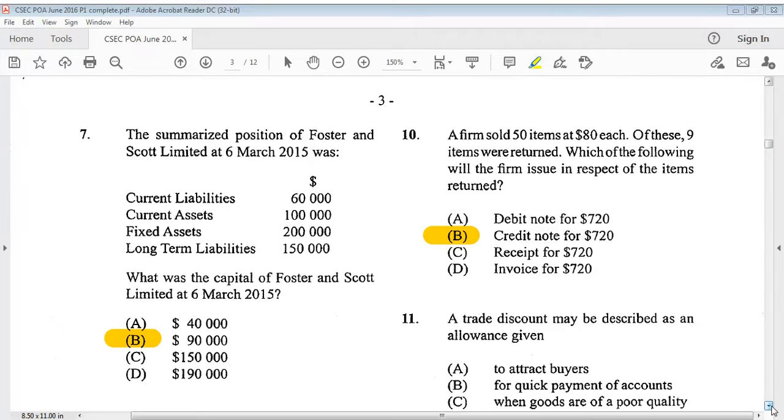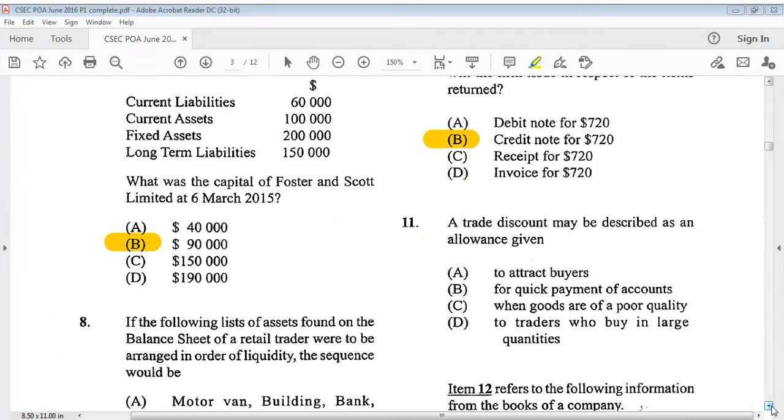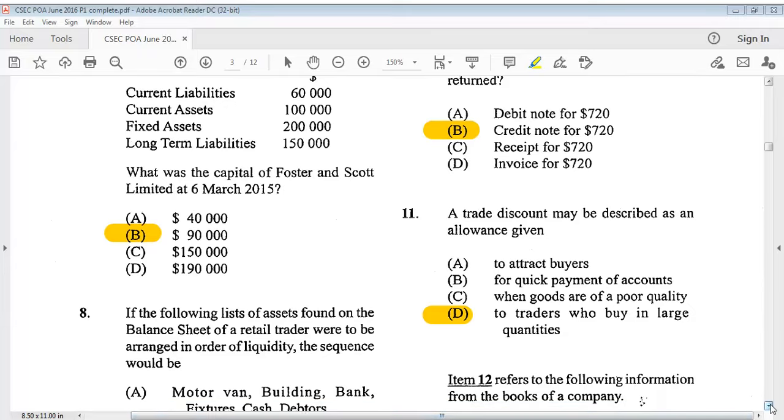11 says, a trade discount may be described as an allowance given A, to attract buyers, B, for quick payments of accounts, C, when goods are of a poor quality, D, to traders who buy in large quantities. So we know that is D. A trade discount may be described as an allowance given to traders who buy in large quantities. So that would be your answer. Let's go on to number 12.